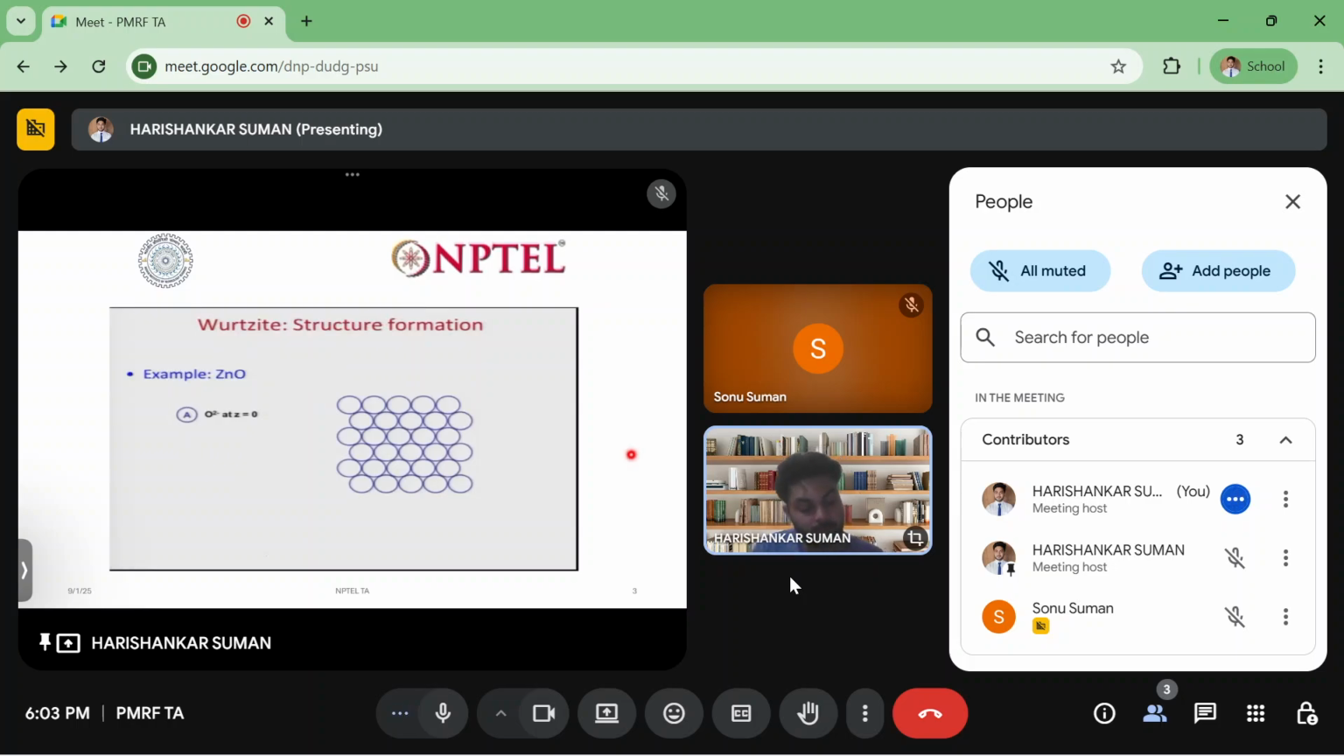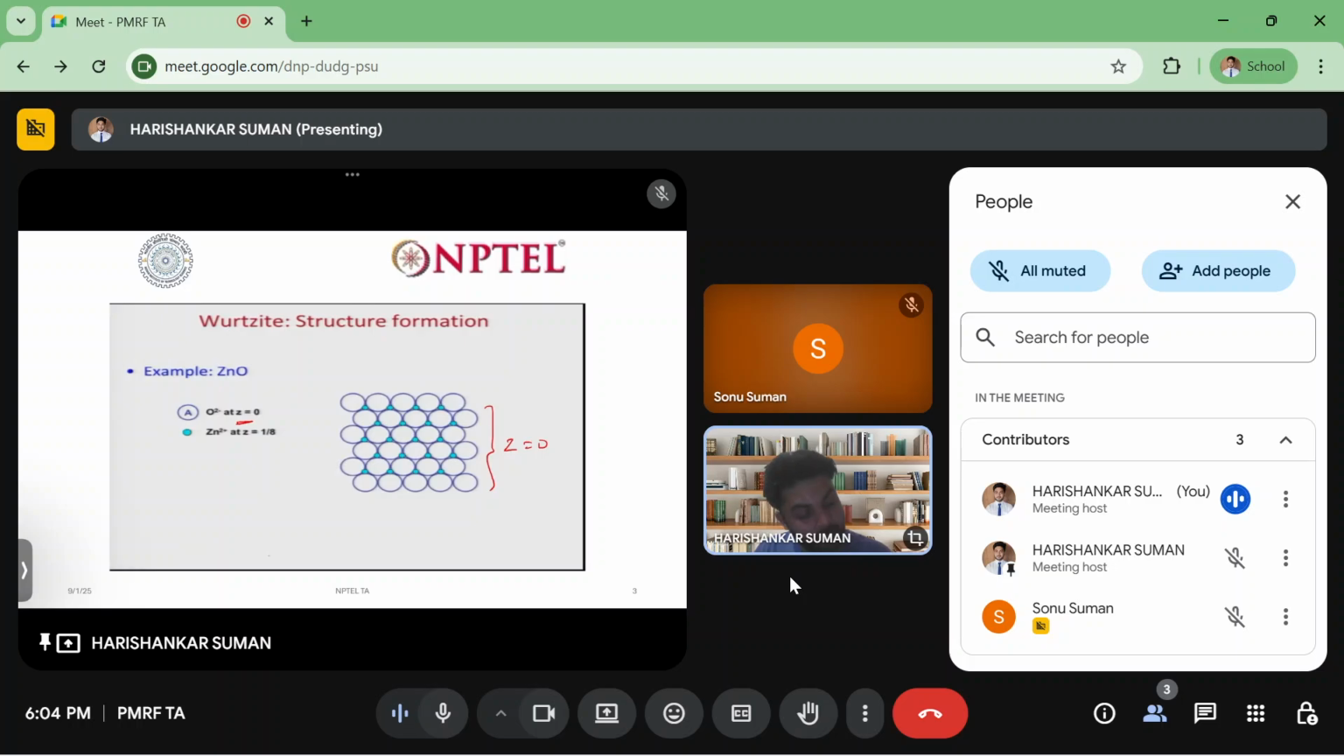Structure formation, an example of the wurtzite structure, where we are taking the example of ZnO, zinc oxide. Let's see the first layer, which is A type, O2 negative at Z equal to 0 position. This is the Z equal to 0 position. This is the anion layer. Now the Zn2 plus cation layer sits at the center, like that. You can see.